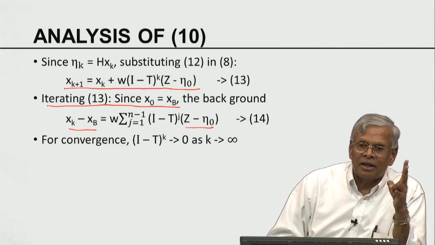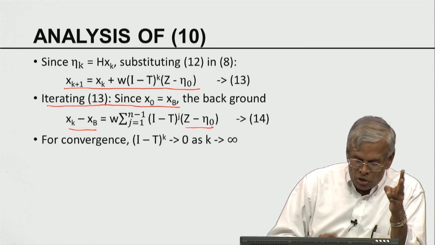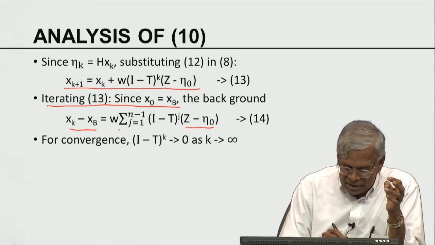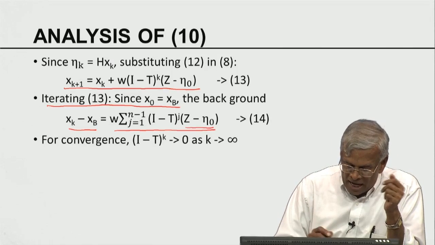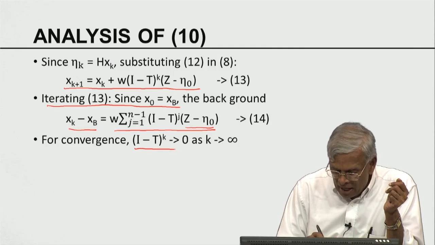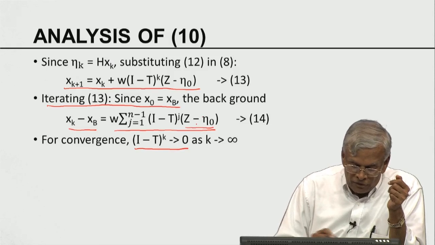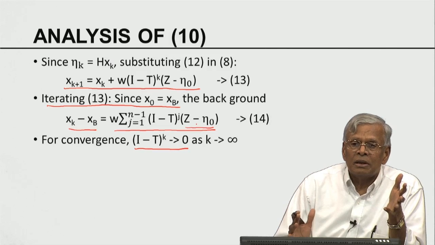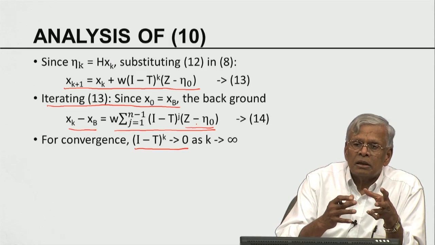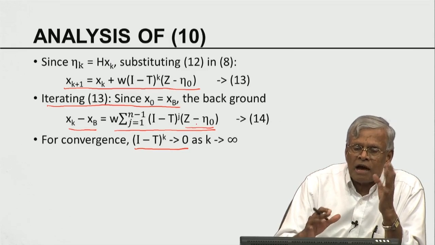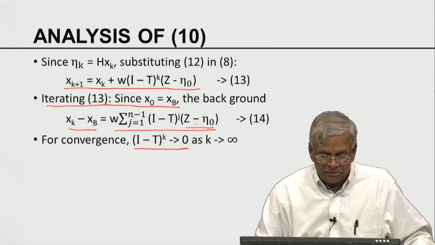Z naught is the initial increment in the prior information. So you can see the analysis increment is expressed as this sum. So for convergence, as we have already pointed out, I minus t to the power k must tend to zero. If this goes to zero, convergence will happen. When convergence happens, we are guaranteed we will get a decent combination of the prior and the observation.